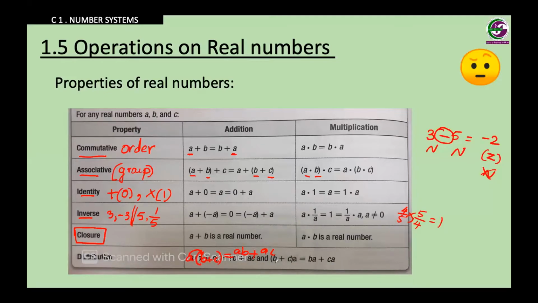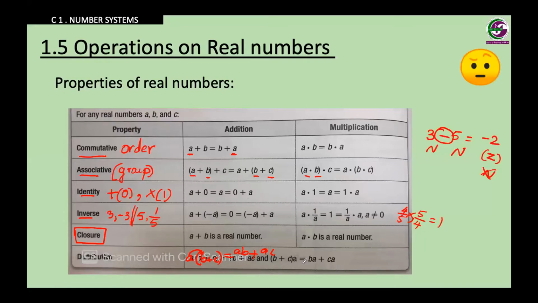So even if you have the number outside the bracket, it's the same situation. B multiply A is BA plus C multiply A is CA. These are all about a general introduction about properties of real numbers.